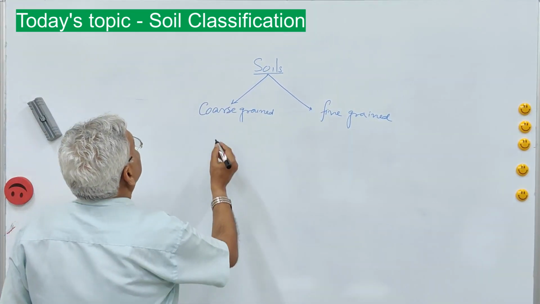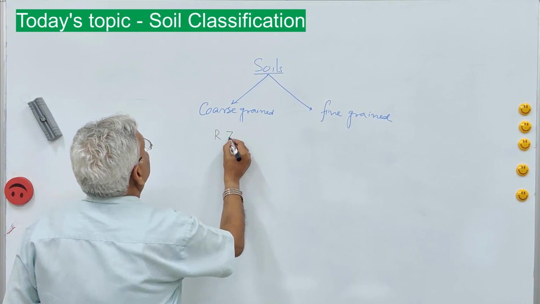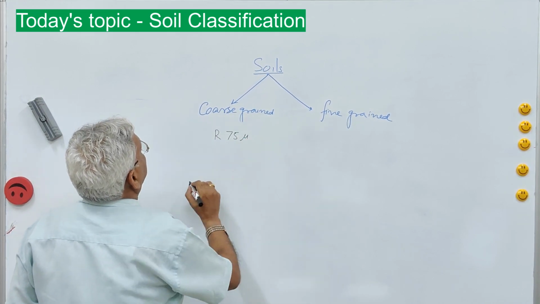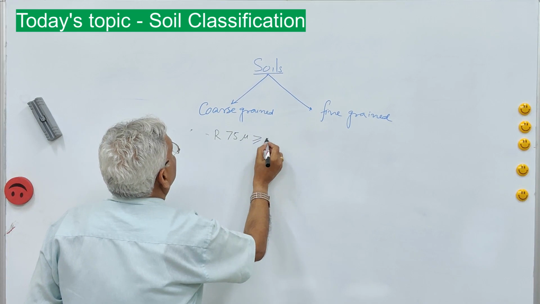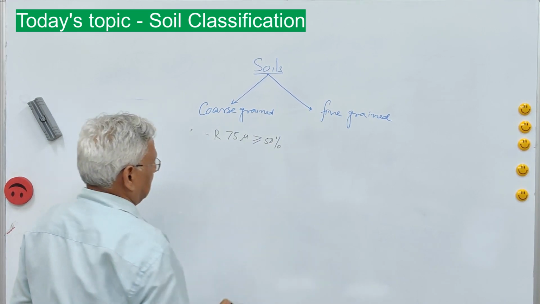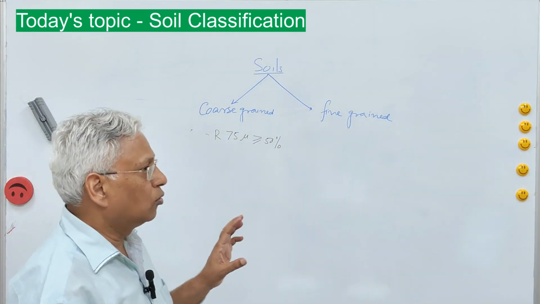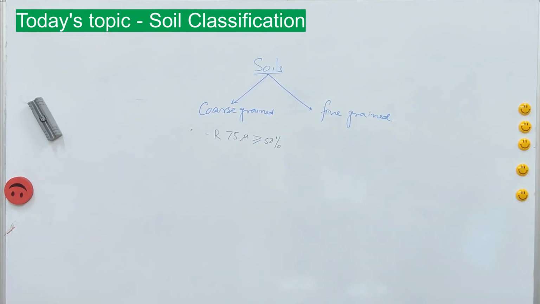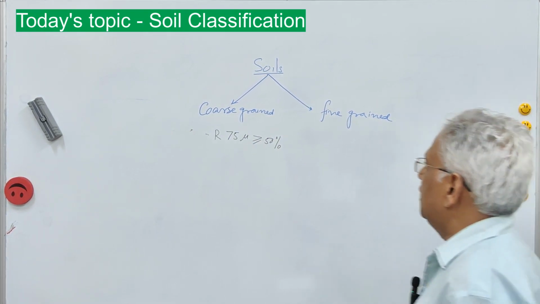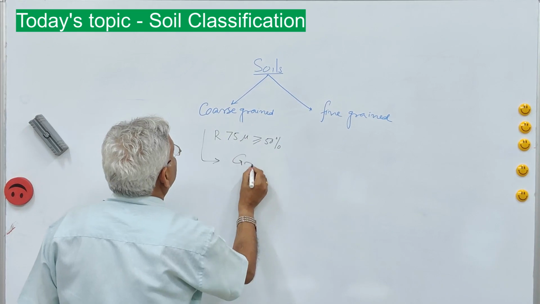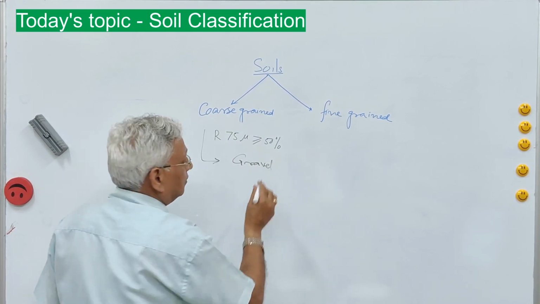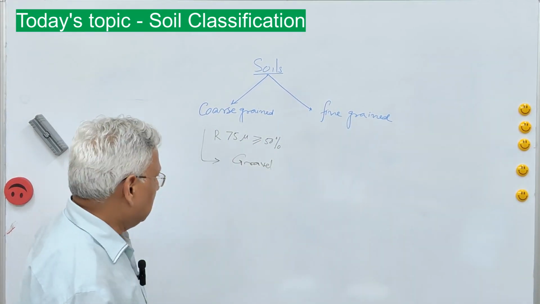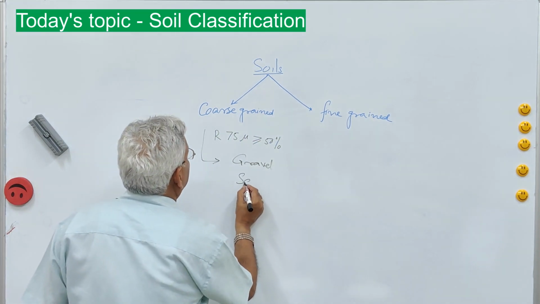When material retained on 75 micron sieve is more than or equal to 50%, then it is called coarse-grained soil. And when it is less than 50%, it is fine-grained soil. These coarse-grained soils are also classified into two categories. One is gravel and another is sand.